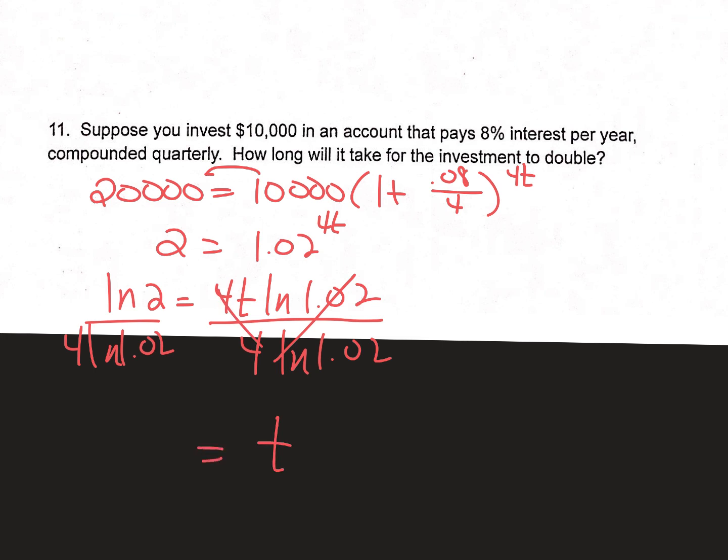Be careful when you punch that in your calculator. You need to put parentheses, first of all, around your 2. Secondly, I'd put around the whole denominator if I were you. 4 natural log 1.02, and then close after the 1.02, and you should get like 8.8. It's really 8.75 years to double your money.